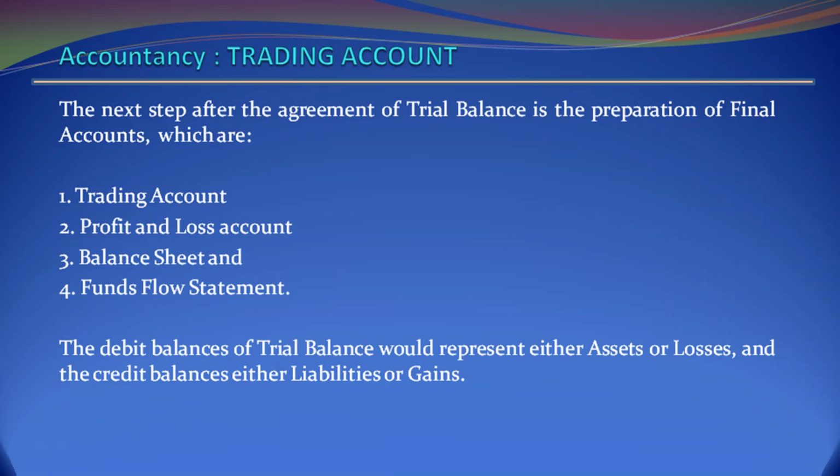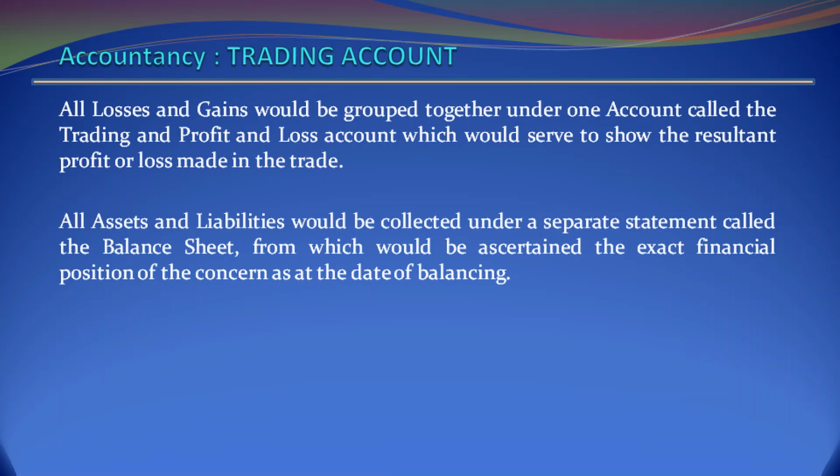The next step after the agreement of trial balance is the preparation of final accounts, which are trading account, profit and loss account, balance sheet and funds flow statement. The debit balance of trial balance would represent either assets or losses, and the credit balances either liabilities or gains. All losses and gains would be grouped together under one account called the trading and profit and loss account, which would serve to show the resultant profit or loss made in the trade.